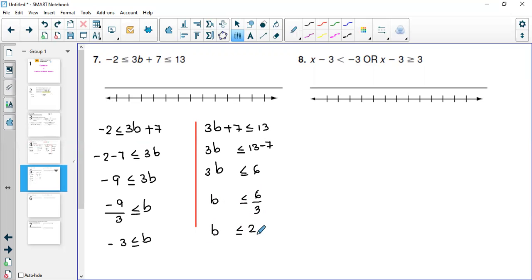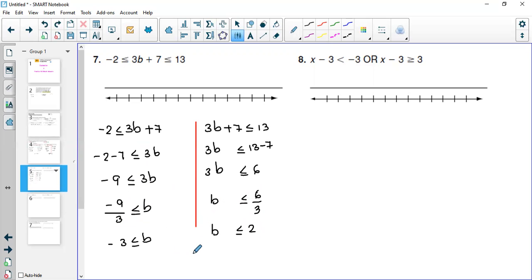Now you might be wondering why I did not flip the sign here, because we are dividing a negative number. No, because if 3 was negative, then we would flip the sign, but here 3 is positive. We flip the sign only if the number with which you're dividing is negative.